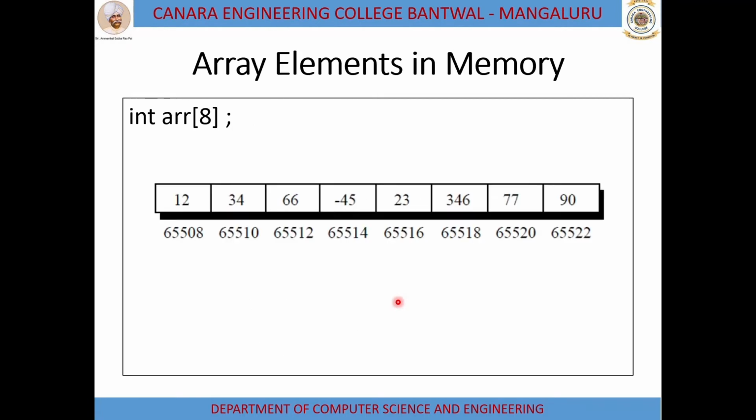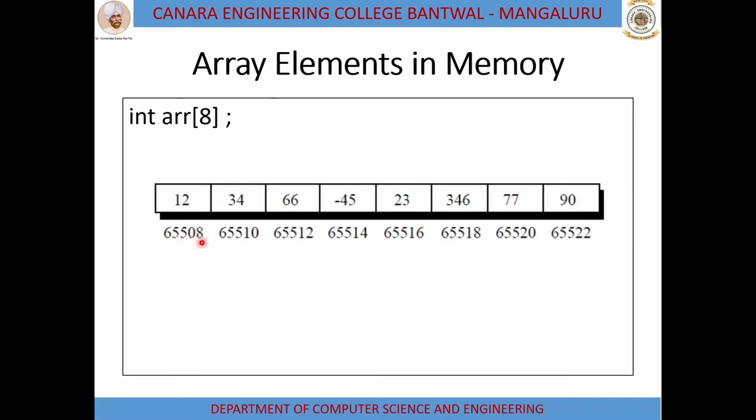Now, in this slide, we are looking at how exactly it is stored, the pictorial representation of the array and the elements stored in it. Here int ARR is the name of the array, and I have given the size as 8. Below that in the diagram you can see the set of values stored in that array: 12, 34, 66, minus 45, 23, 346, 77 and 99. Below that you can see the memory addresses. It starts at 65508. Since it is an integer array, each element occupies 2 bytes of space.